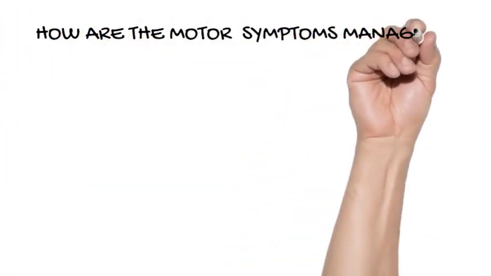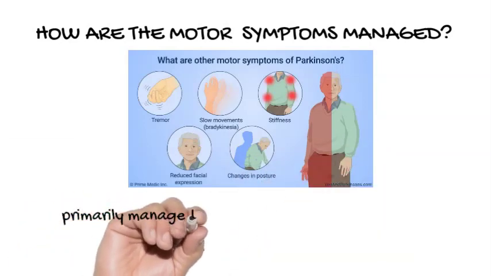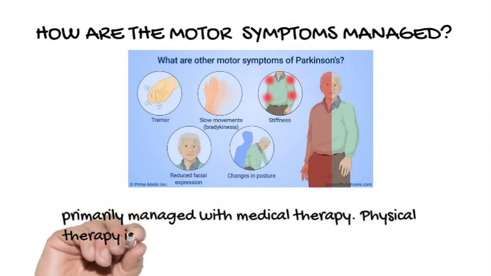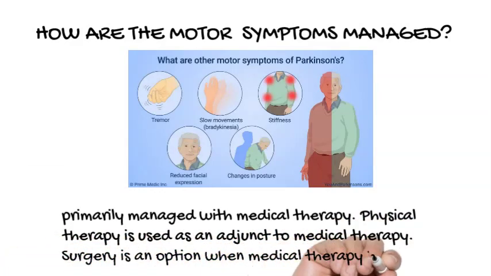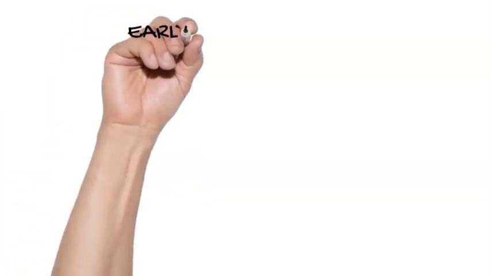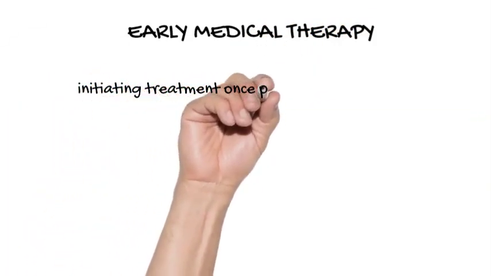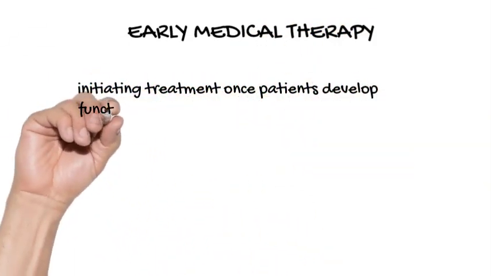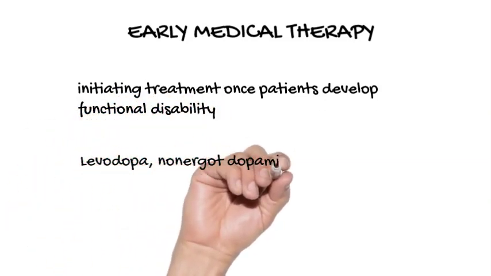How are the motor symptoms managed? Motor symptoms are primarily managed with medical therapy. Physical therapy is used as an adjunct to medical therapy. Surgery is an option when medical therapy has failed. Early medical therapy. Guidelines recommend initiating treatment once patients develop functional disability.